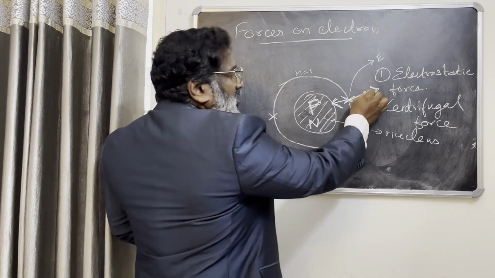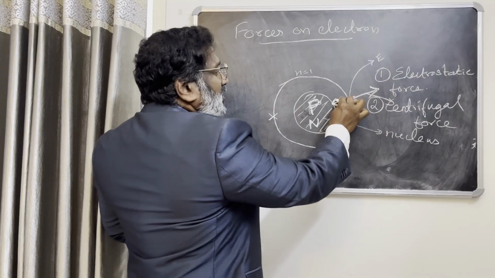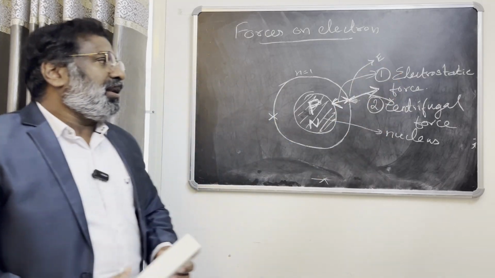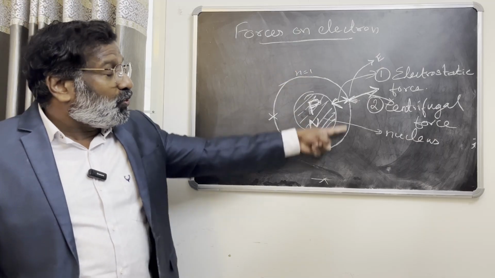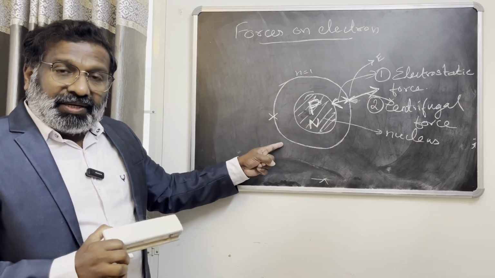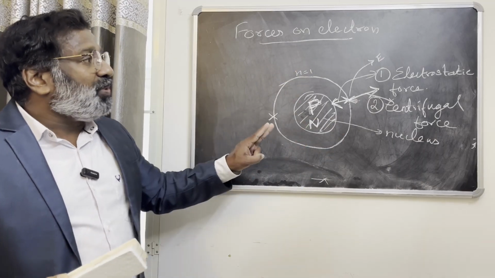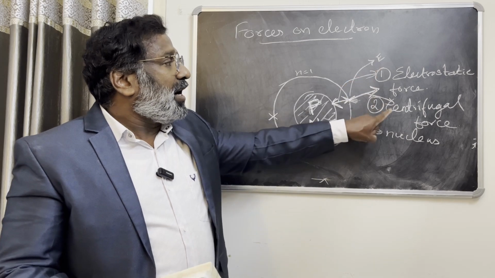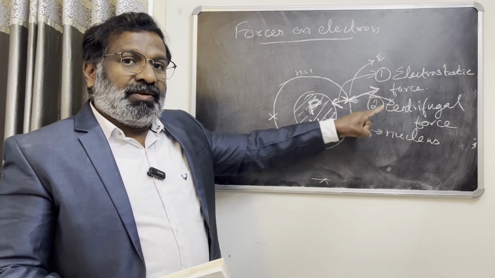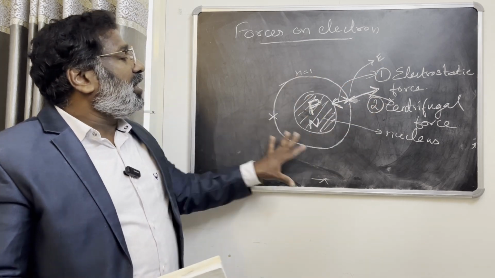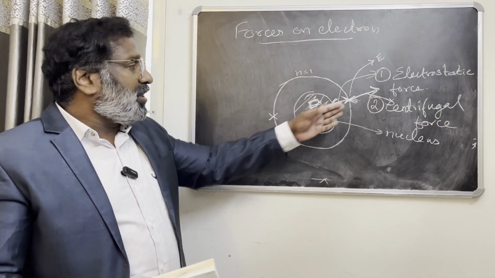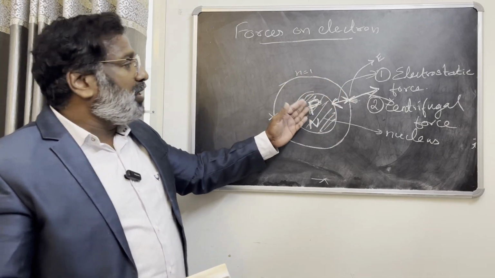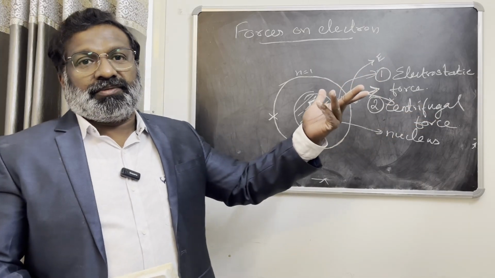This outward force is the centrifugal force. This inward force is the electrostatic force of attraction. And the electrons will continue to revolve in the same orbit because of balance between this electrostatic force and centrifugal force. That is the reason the electrons will remain to move in the same orbit. Otherwise it will move towards the nucleus or it will move away from the nucleus.